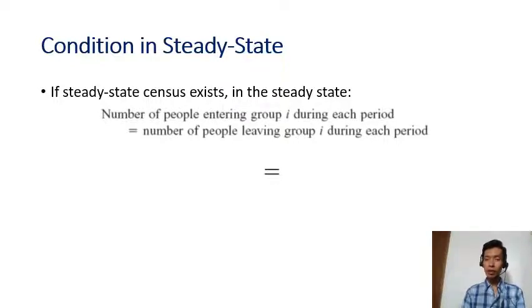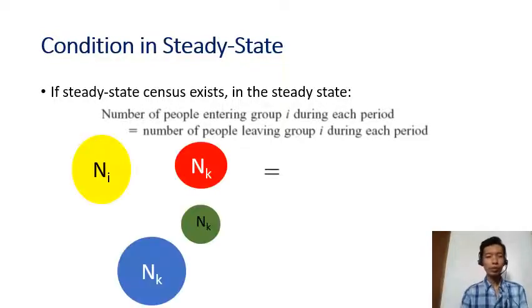And this makes sense, right? Because if you want to keep the same number of members of a group, it means that the number of people who enter this group must be exactly the same as the number of people who are leaving the group. If that's not the same, it means that the number of members of your group might be shrinking, or might be getting larger, so it will not reach steady state. Again, to reach steady state, the number of people entering the group must exactly replace the number of people who are leaving the group.